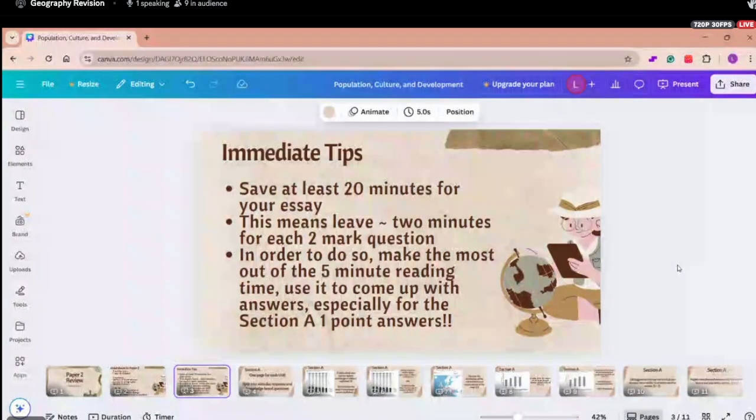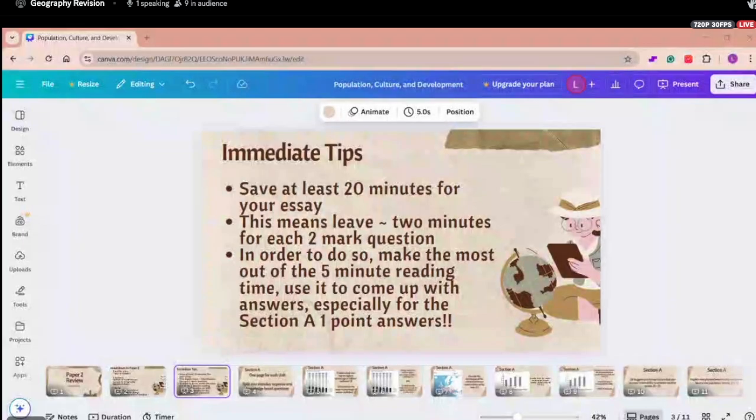And to do so, you have to really make the most out of your 5 minute reading time that you will receive in the beginning of the exam. So when you get that 5 minute reading time, try and come up with answers for those short mark questions so that you know what you want to say as soon as you're allowed to pick up a pen.